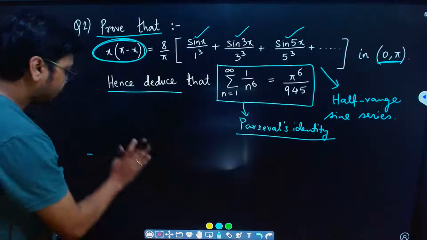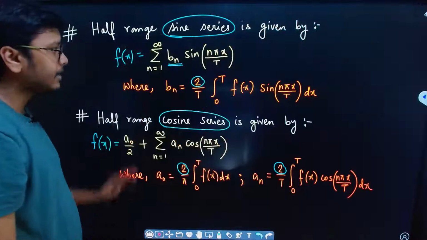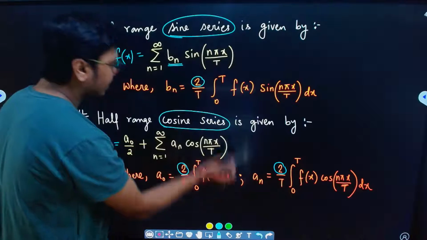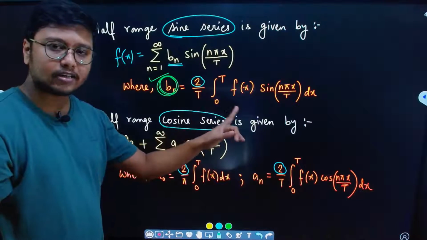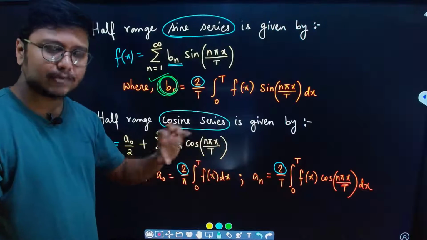So first let me do the half range sine series. For half range sine, the calculation is quite short. You just have to concentrate on finding out bn, nothing else. Just finding out one integration, which is bn for half range sine. So for half range sine, this problem is usually much shorter.